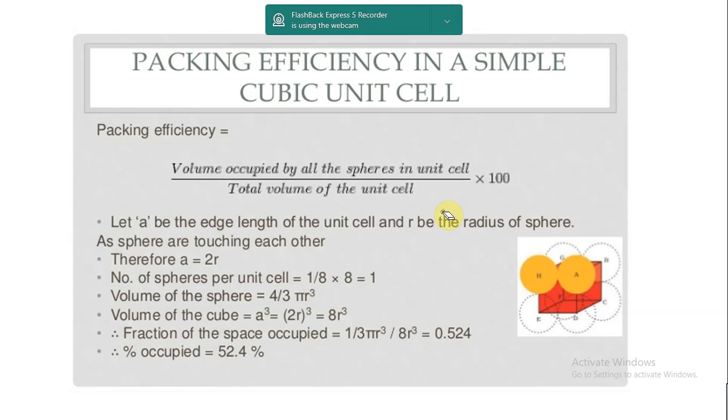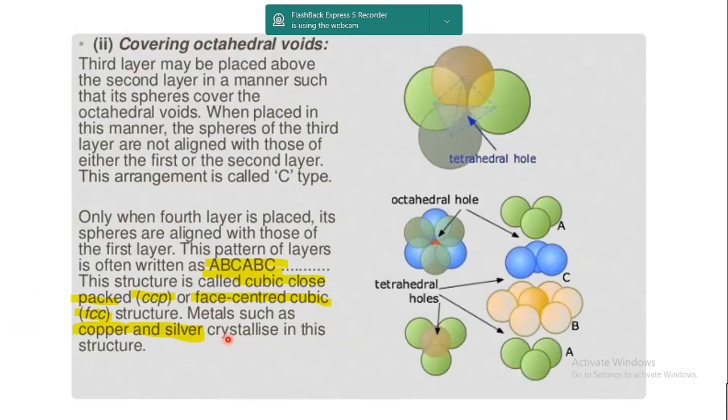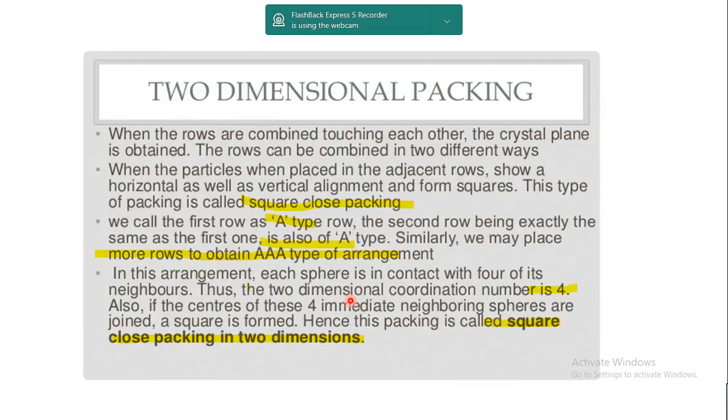Packing efficiency, let us first see in a simple cubic unit cell. What is a simple cubic unit cell? The simple cubic unit cell was the one in which atoms were at the 8 corners, isn't it? Only at the 8 corners atoms were present, and that was my simple cubic unit cell. If you want to see the figure again, you can see here.